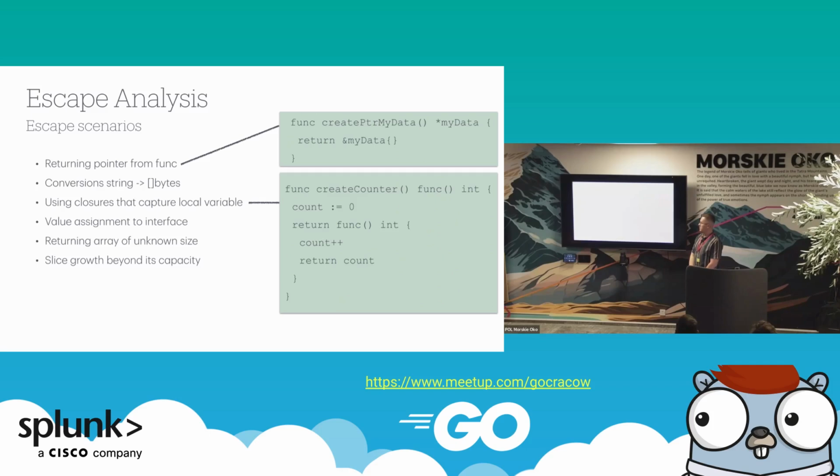Common example scenarios are returning a pointer from a function, conversion from strings to bytes, using closures that capture a local variable, value assignment to an interface or returning interfaces, returning arrays of unknown size, and when a slice grows beyond its capacity.